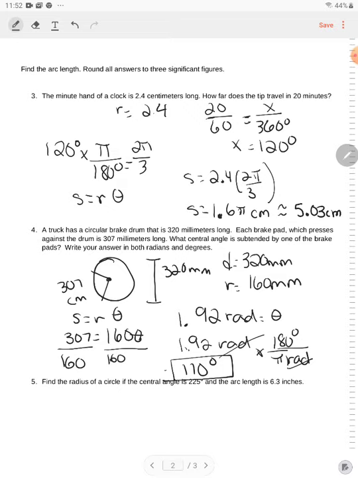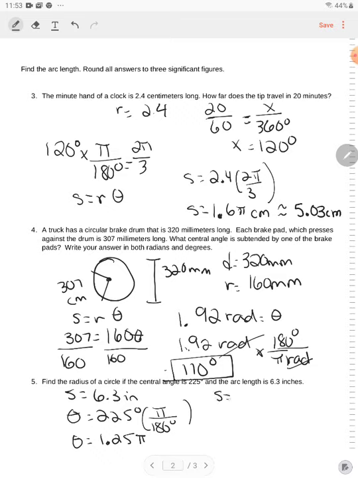Find the radius of a circle if the central angle is 225 degrees and the arc length is 6.3 inches. So we know S is equal to 6.3 inches. Theta is equal to 225 degrees. Now recall, you have to be in radians. So you have 225 degrees times pi over 180 degrees. We will leave our answer in terms of pi. So theta is equal to 1.25 pi radians.